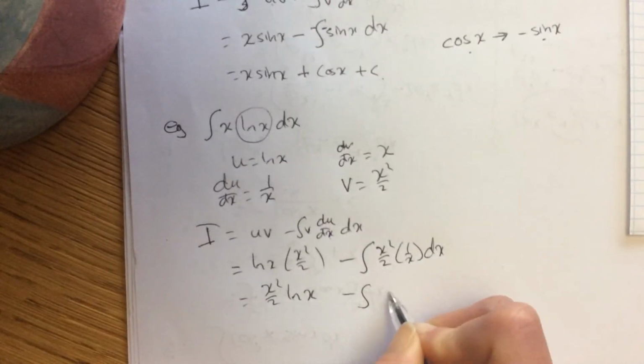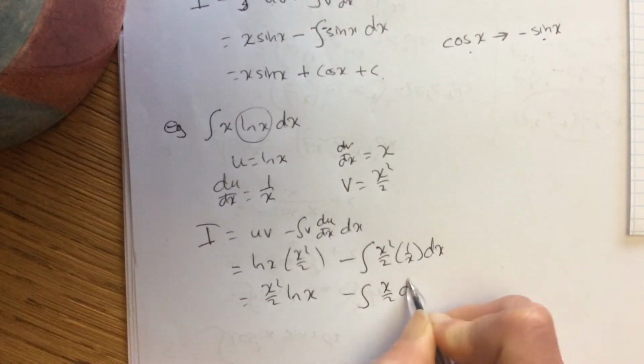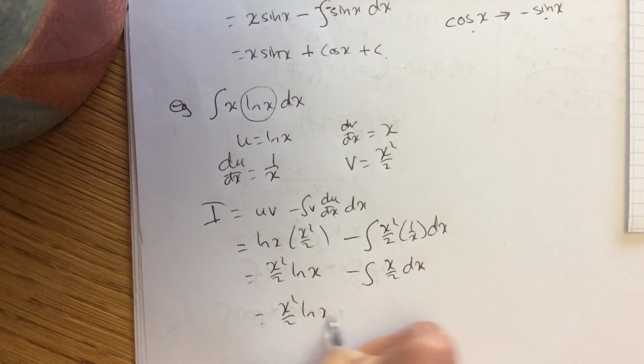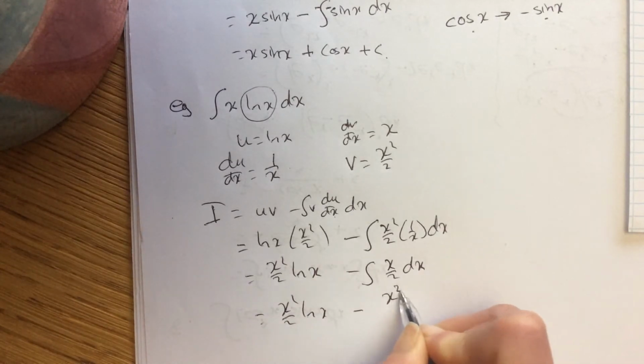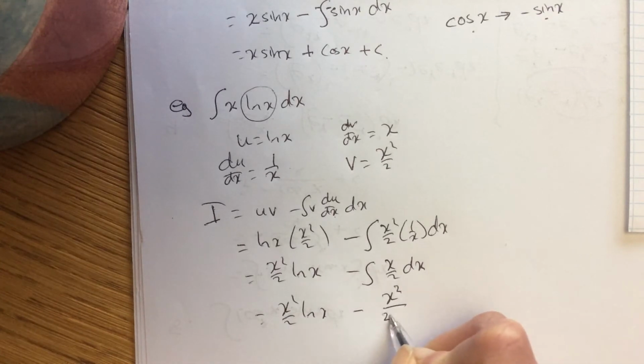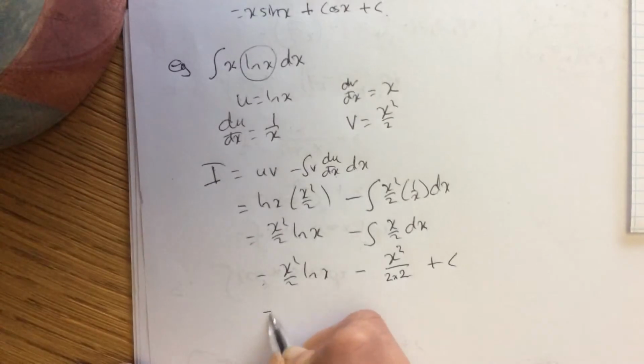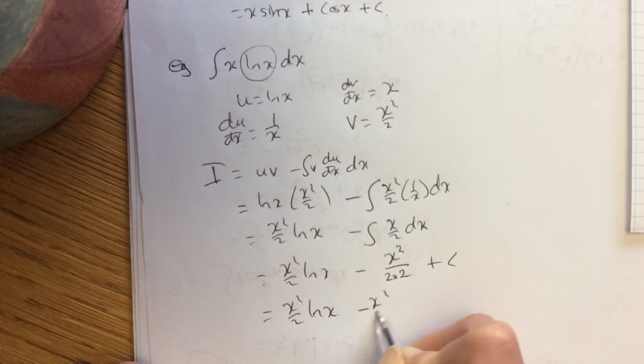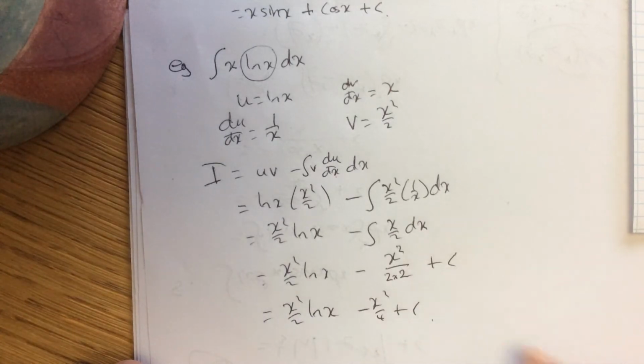Let's tidy that up. What have I got? x over 2 dx. That's looking nice. So how do you integrate a normal x? You add 1 to the power and you divide by it. So the 2 is already there and you're dividing by another 2. And don't forget your c. So that is x squared over 2 log x minus x squared over 4 plus c.